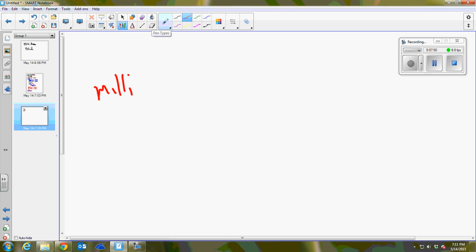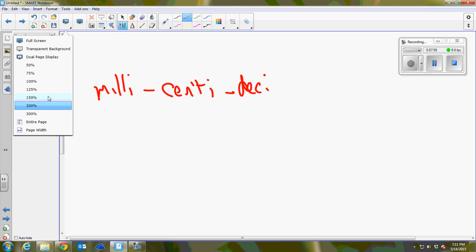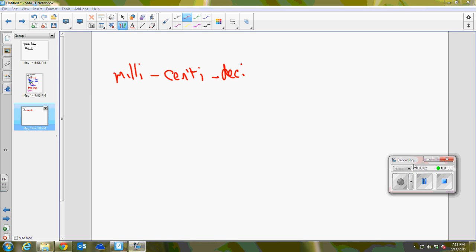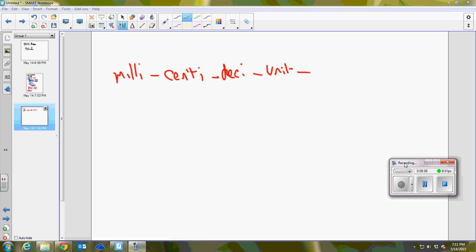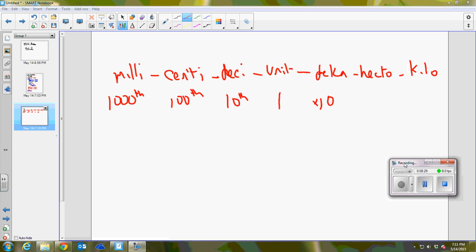And this is where we had these sorts of words, centi and deci, and I need to get smaller here as to not run out of room. And then we have the standard unit here in the middle, and then you have deca, hecto, and kilo. Now, this goes from a 1/1000th, 100th, 10th. This is a 1. This is times 10, times 100, and times 1000.